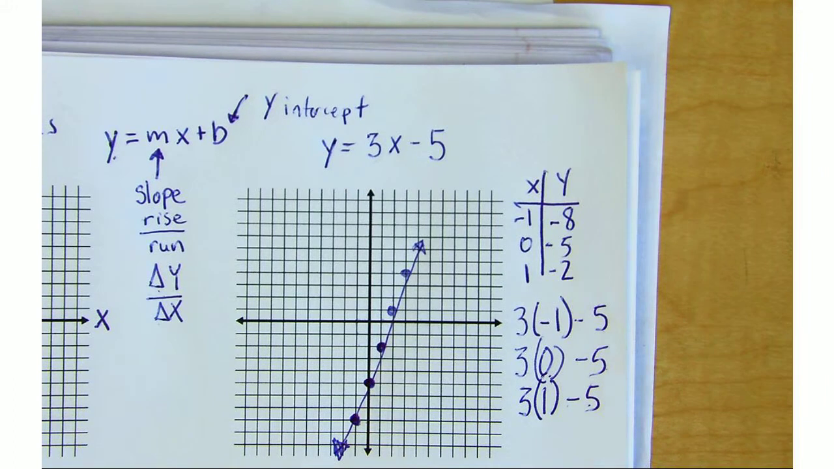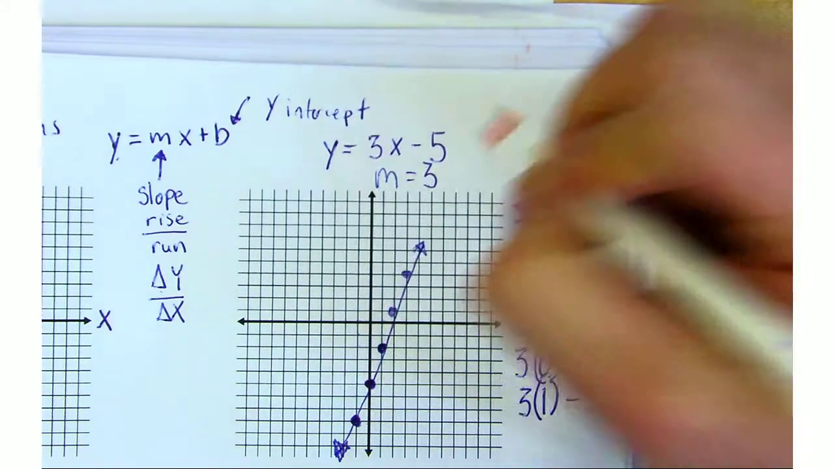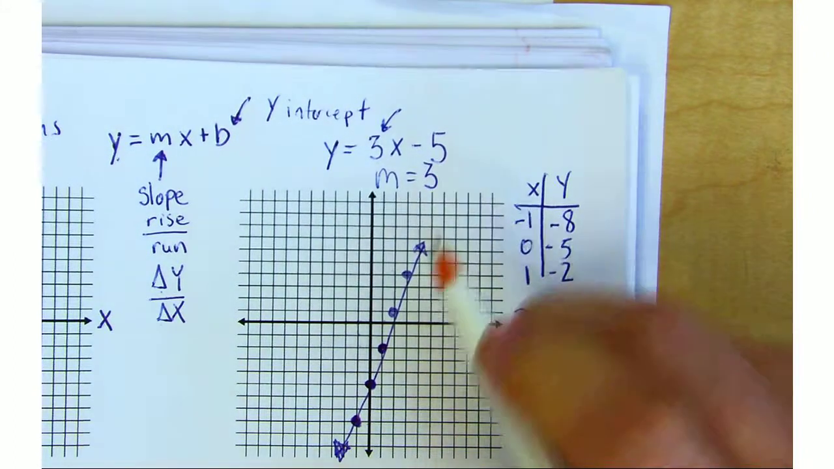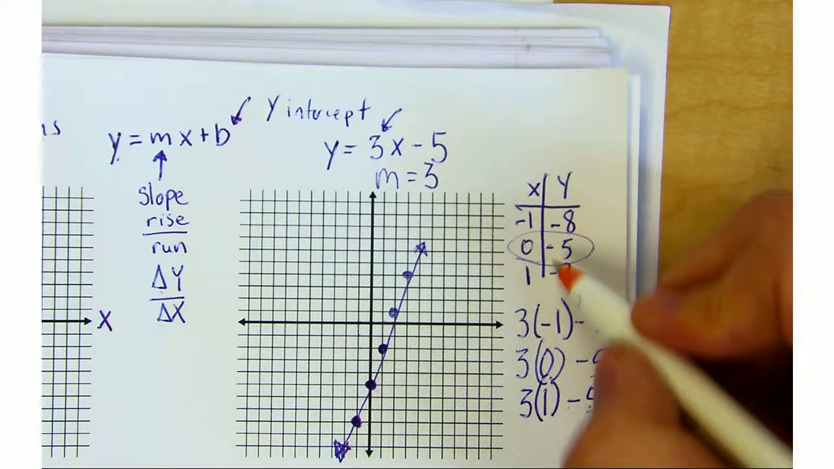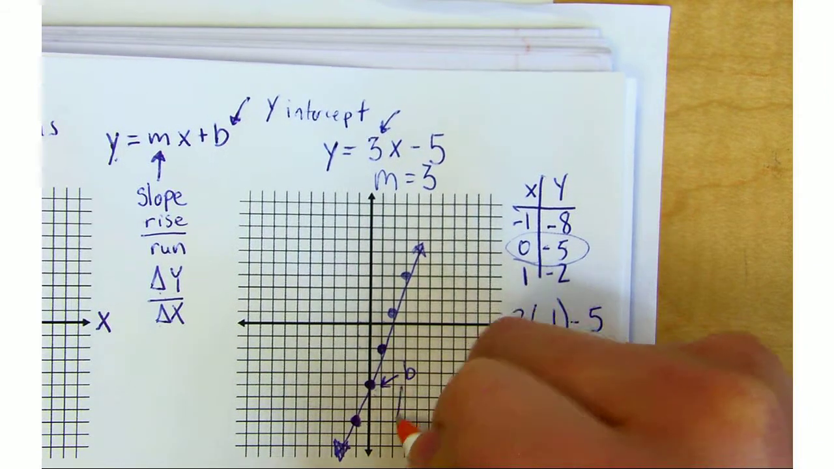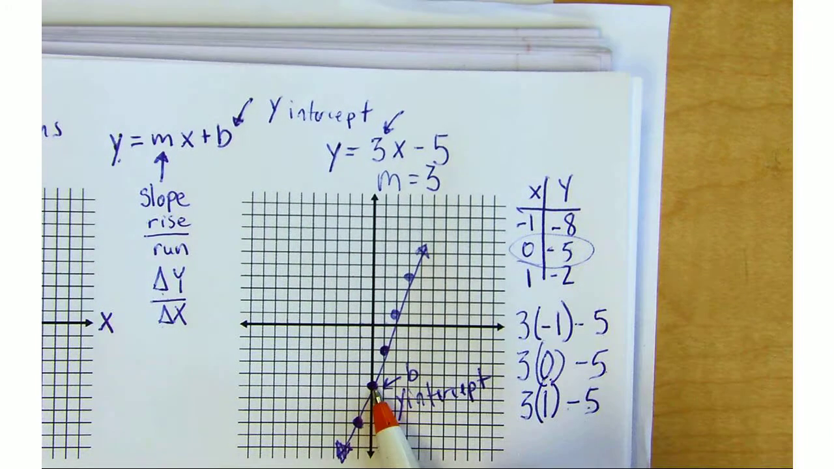So my slope, m, is equal to 3, right? That's the coefficient of x. That's your slope. My y-intercept is -5 because this is where it crosses. That's b. That's your y-intercept. It's where it crosses the y-axis.